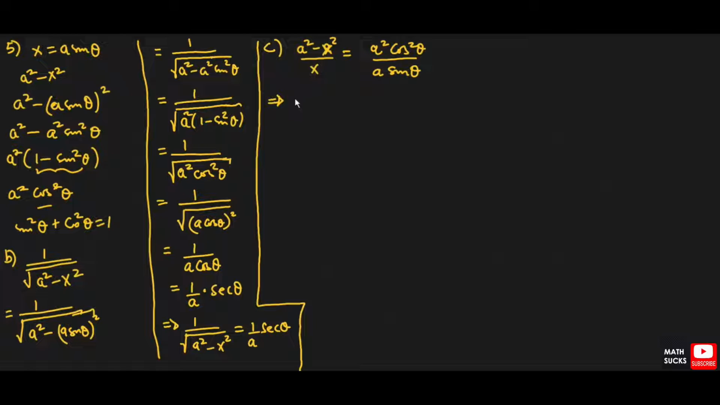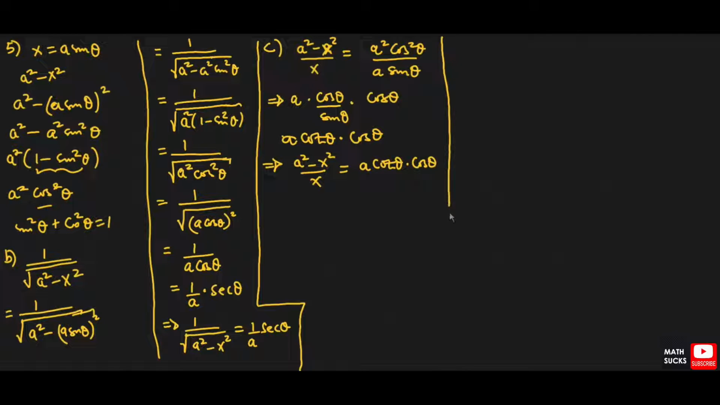We can cancel that, and so we have a times, we can split this up in terms of cos of theta over sine of theta times cos, because the upper part is squared, the one of cos, so this is cot, and so we can see that this reduces to a cot of theta times cos of theta. So therefore we can say that a squared minus x squared over x is equal to a cot theta cos of theta. And so that is how we can reduce that.